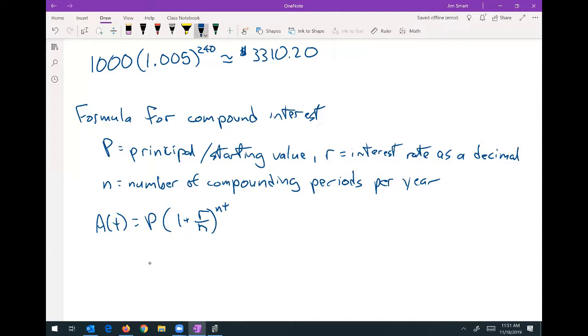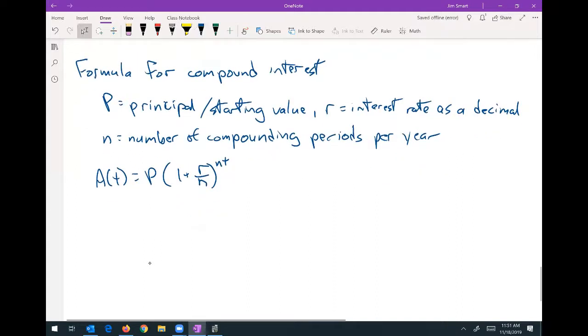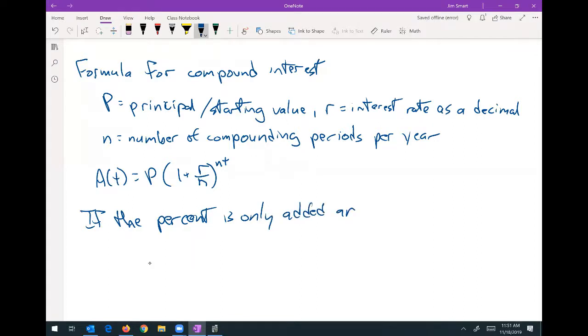And that formula can only be used in the last one we just did? Well, in theory, you could use it on any of the other ones. It's just that N would be 1. So if you're compounding the interest once per year, the N is 1. So if the percent is only added or subtracted once per year, or I mean, T could be something other than a year, but that's the most common one.